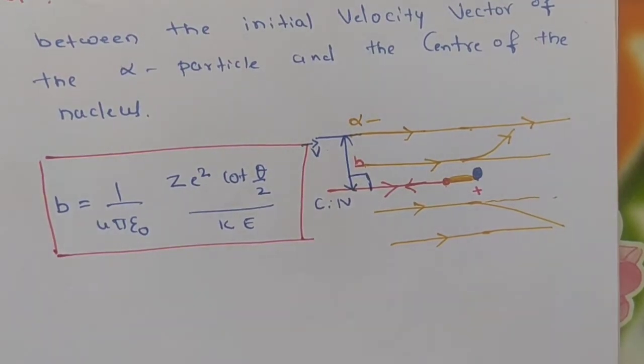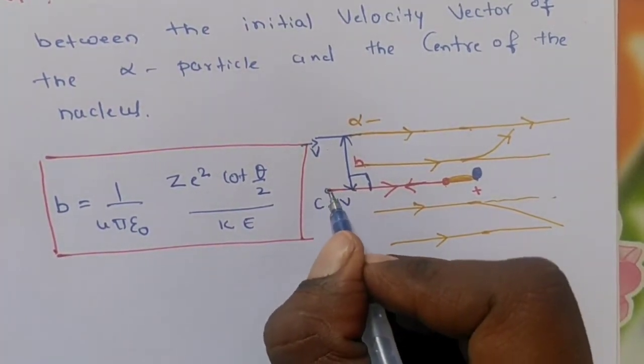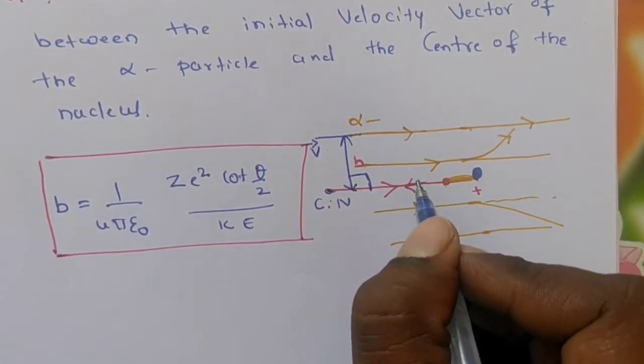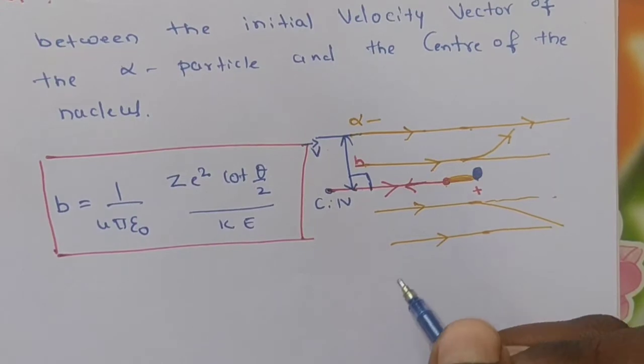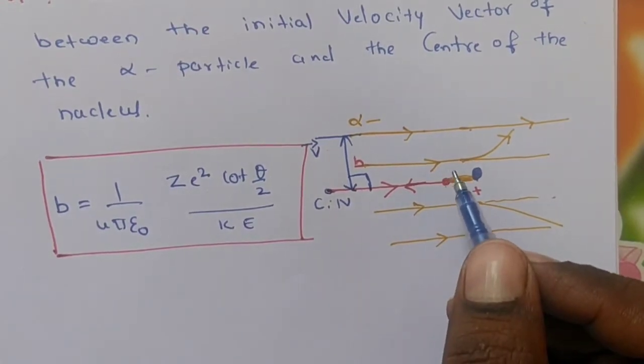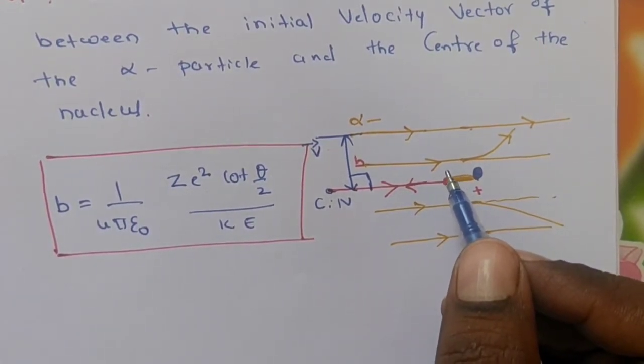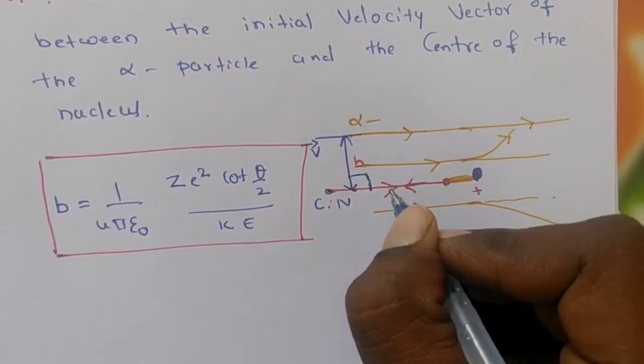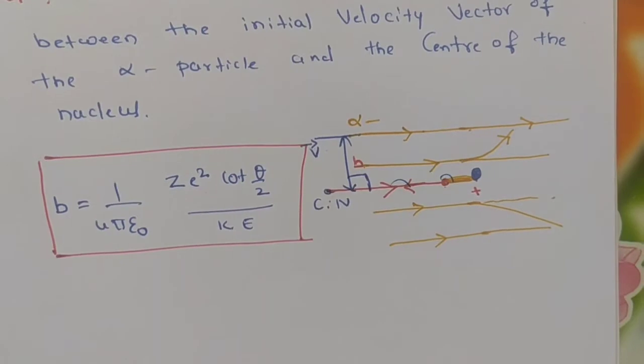For a head-on collision, the alpha particle moves towards the nucleus, comes to rest, and again returns back. This is called a head-on collision. For a head-on collision, the scattering angle is 180 degrees. It returns back, which means the angle is 180 degrees.